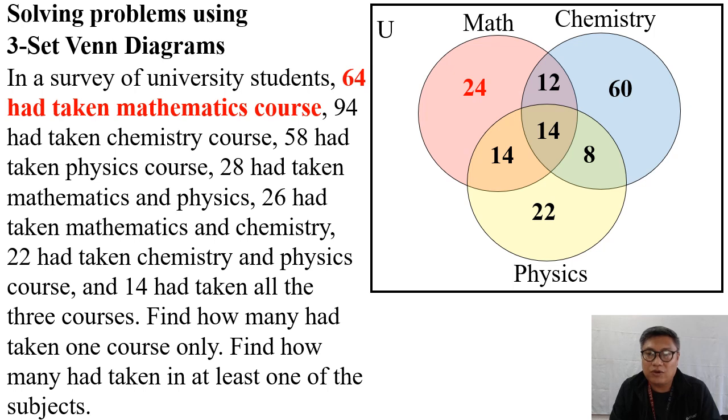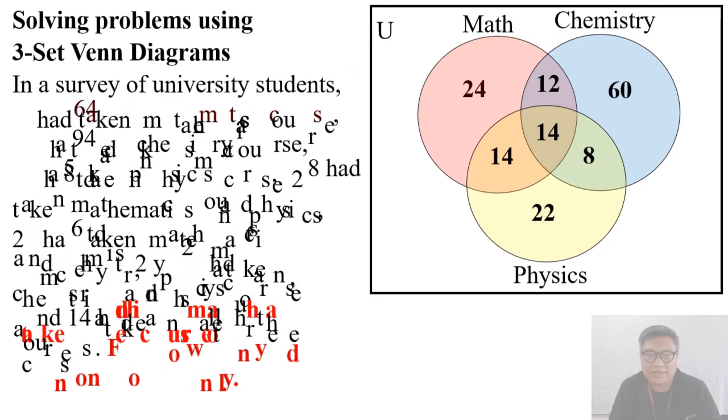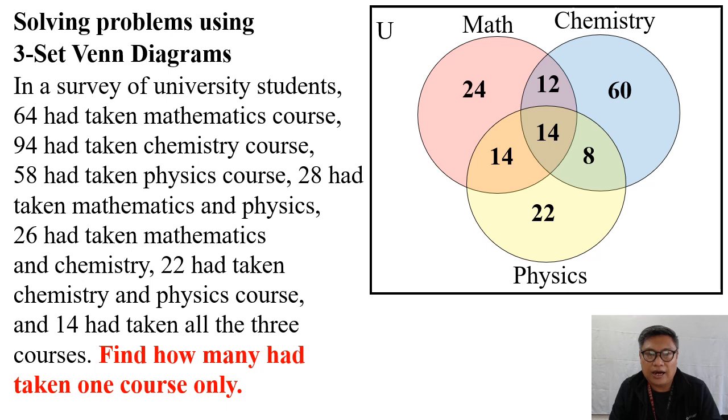So we already have our Venn diagram. So to answer the question, for the first one, find out how many had taken one course only, meaning only one, either math only, or chemistry only, or physics only. So we can already see our solutions.